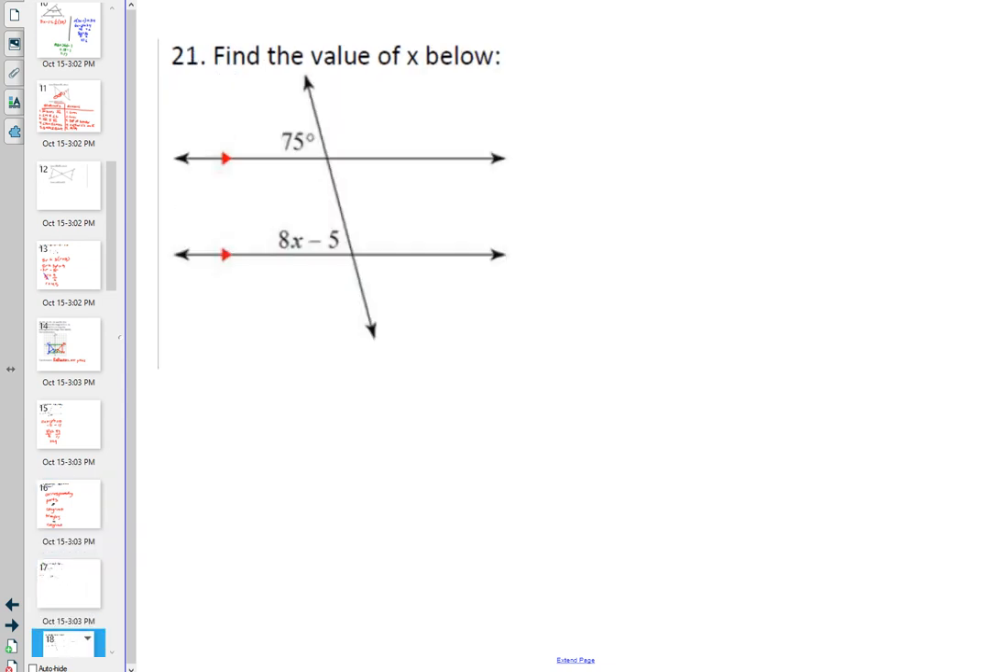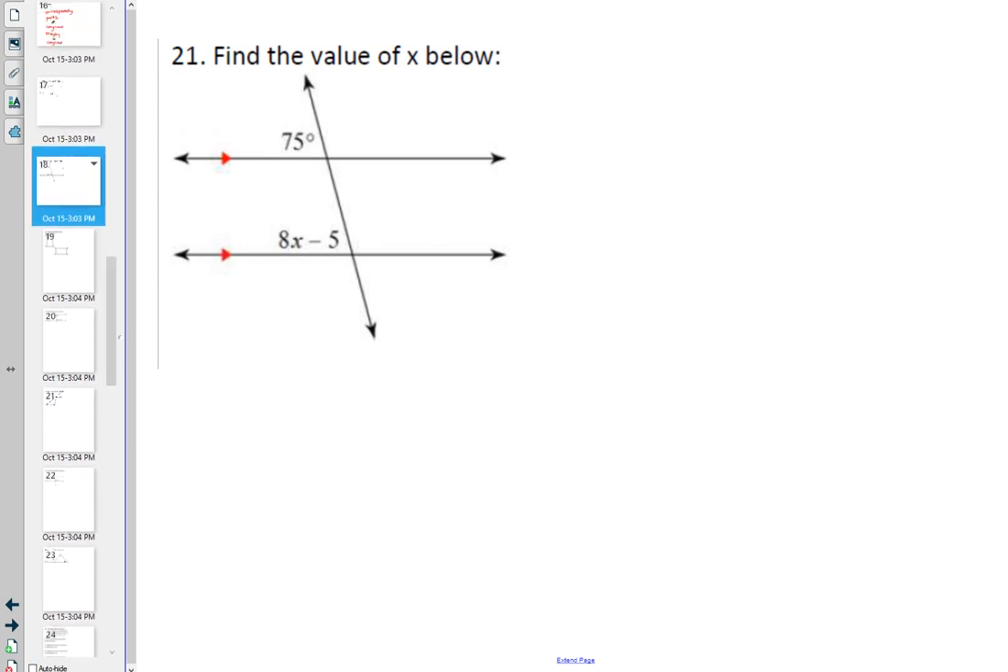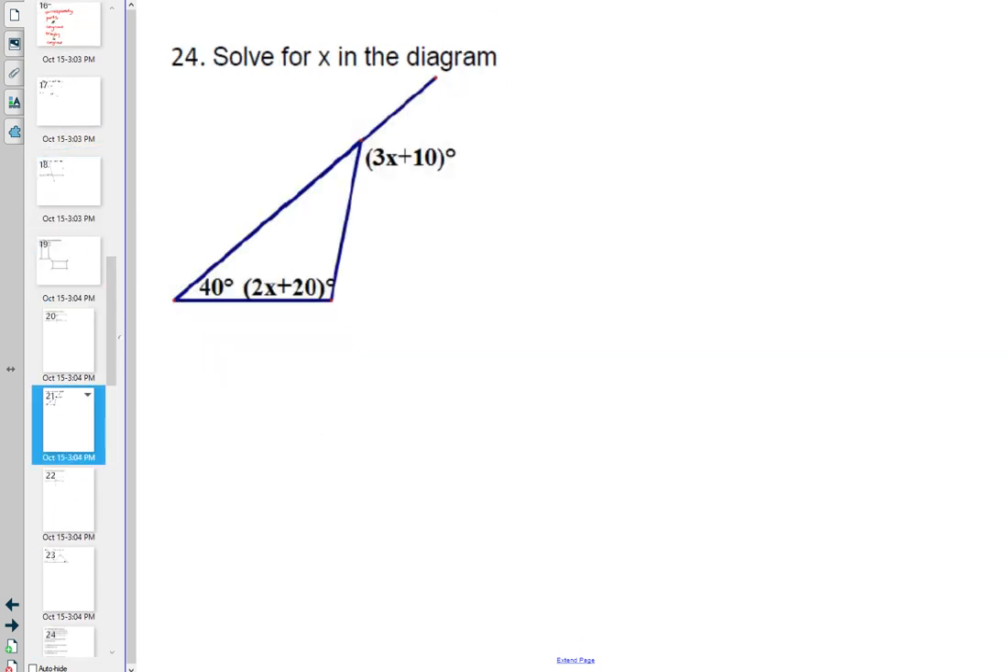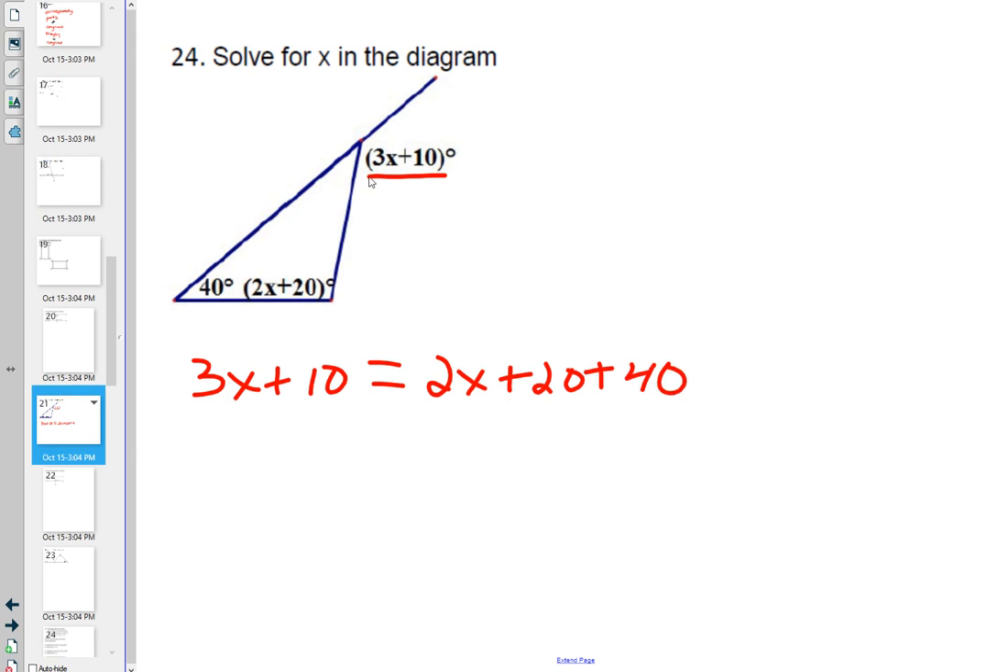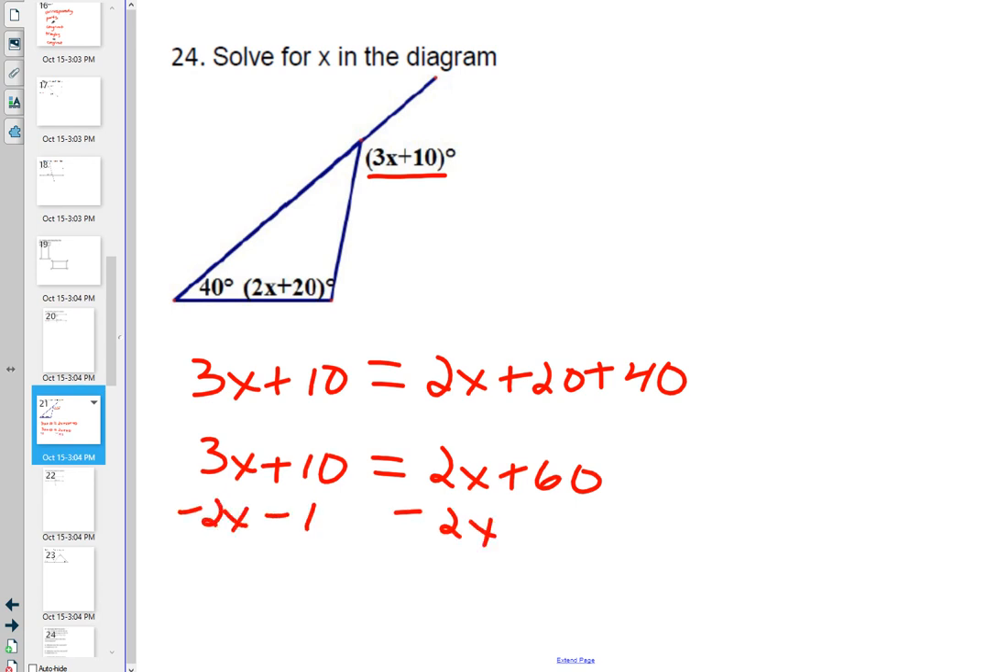That's an easy one too. Is it just angle relationships? Okay, yeah, perfect. Let's do this one. This one I remember we struggled with on the triangle one. What type of angle is this over here? Exterior. Exterior on a triangle. The exterior angle is equal to the sum of the two interior angles that it does not touch, which can mean they're giving you both of them. So 2x plus 20 plus 40. So 3x plus 10 is equal to 2x plus 60. Minus 2x, minus 2x, minus 10, minus 10. So x is equal to 50.